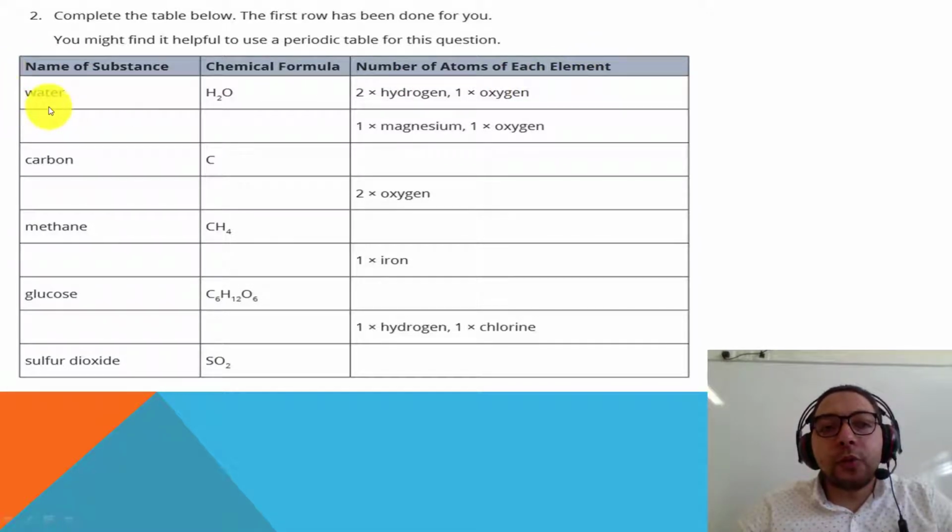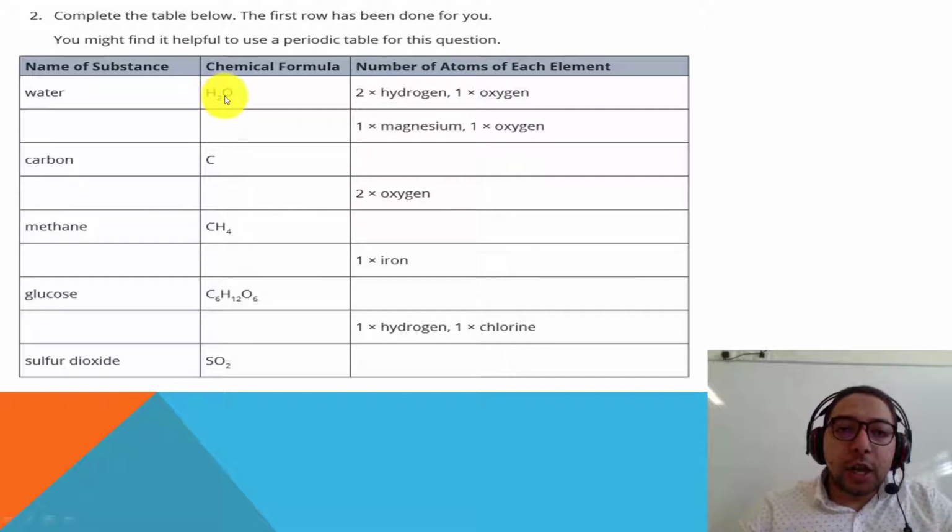We're starting first with water. Water has a chemical formula of H2O. Good. H2O, as you can see, we have discussed that earlier. Hydrogen has 2 atoms, and oxygen has no number written next to it, so we're going to consider that as 1. So 2 hydrogen and 1 oxygen. Number of atoms of each element.